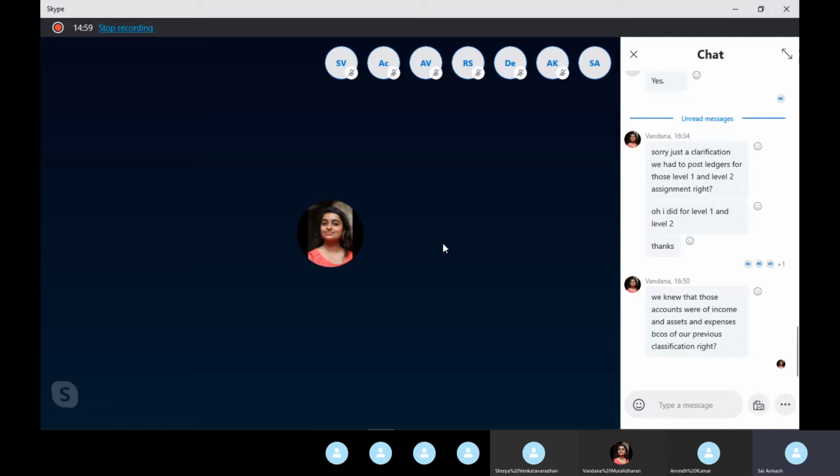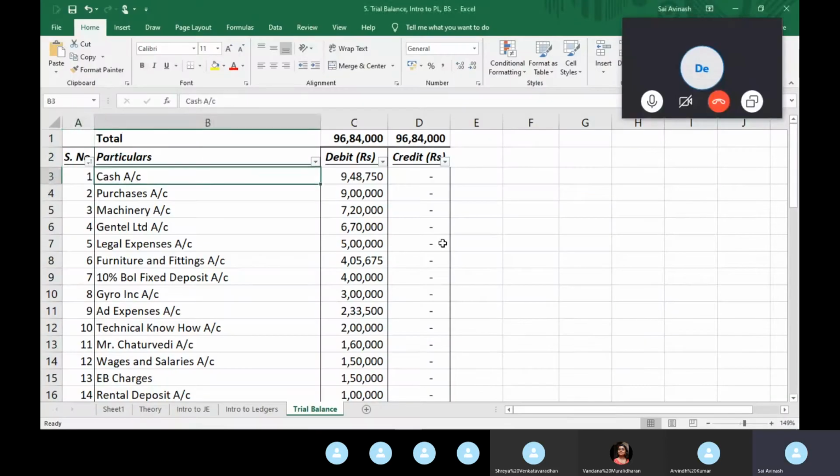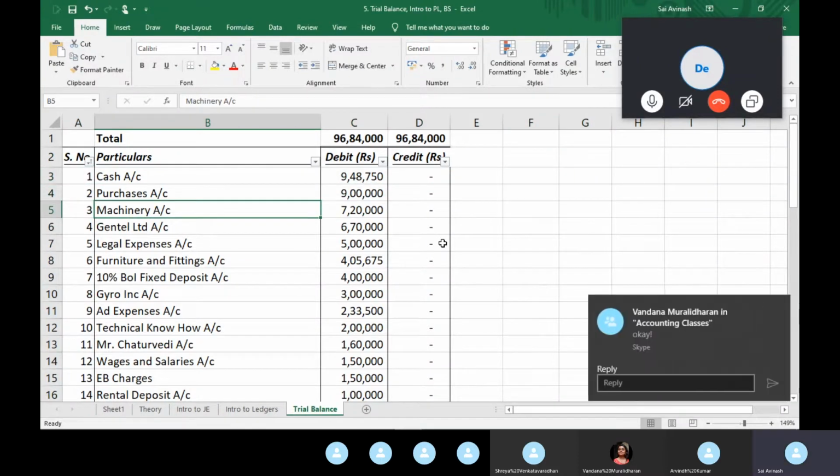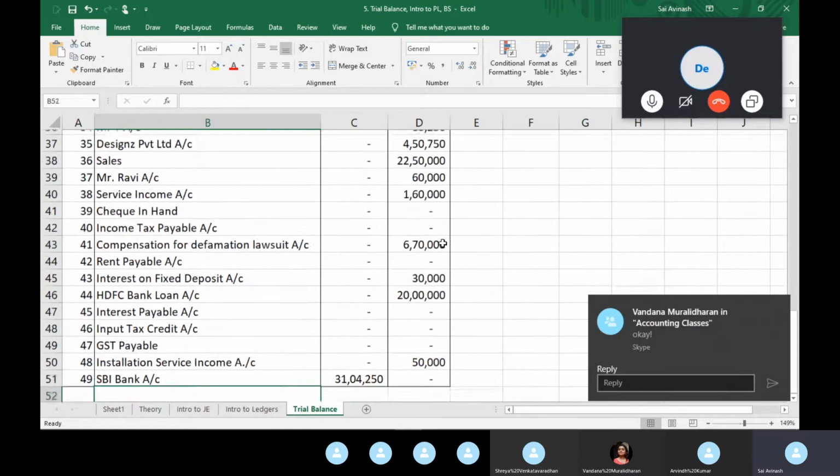Precisely, yeah, right. While posting itself or while creating the journal entry itself, you would have known that cash account is an asset and purchase is an expense. So that is based on what we already know. That's not a problem.